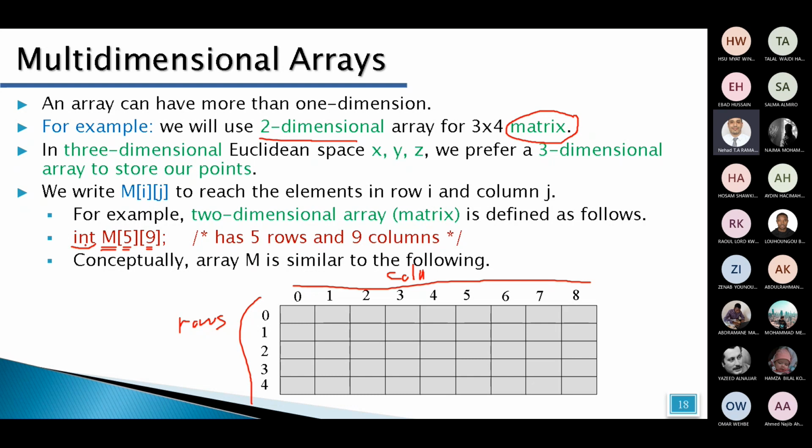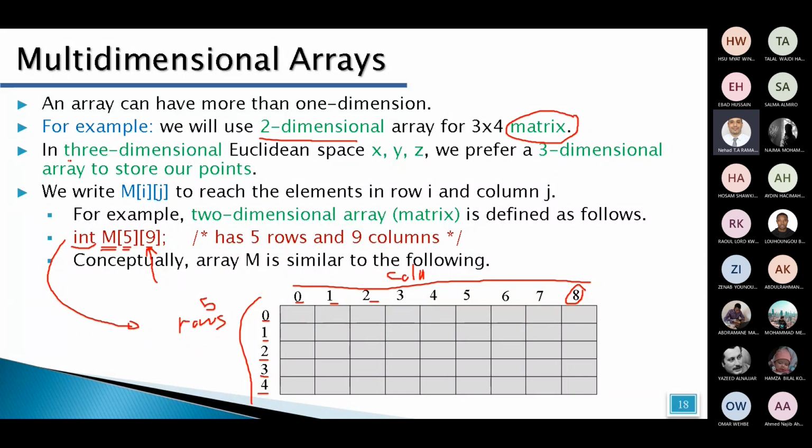So in this matrix we have 5 rows, 9 columns. We have 5 rows. The index of these rows starts from 0, so we have row 0, row 1, row 2, row 3, and row 4. It's 5 rows. And the number of columns, depending on this definition, is 9, so it's indexed from 0, 1, 2 until 8. This is a matrix or 2-dimensional array.